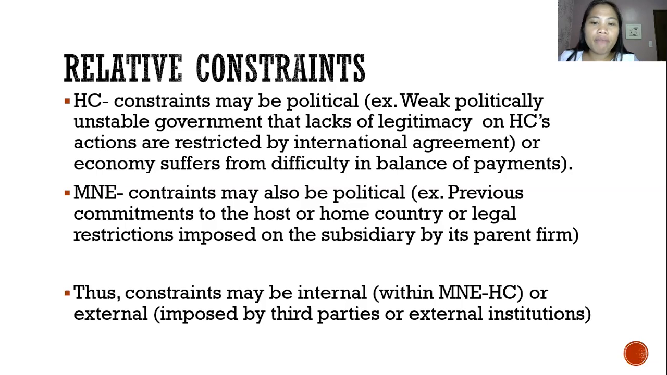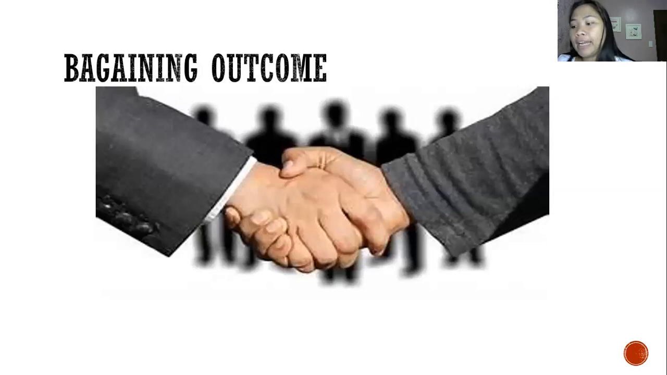How about the constraints of the MNE? The constraints can also be political. Say, for example, previous commitment to the host or home country, or legal restrictions imposed on the subsidiary by its parent firm. So therefore, constraints can be internal or external. Internal problems within the host country or the enterprise, or external, which could be imposed by a third party or external institution. And lastly is the bargaining outcome.